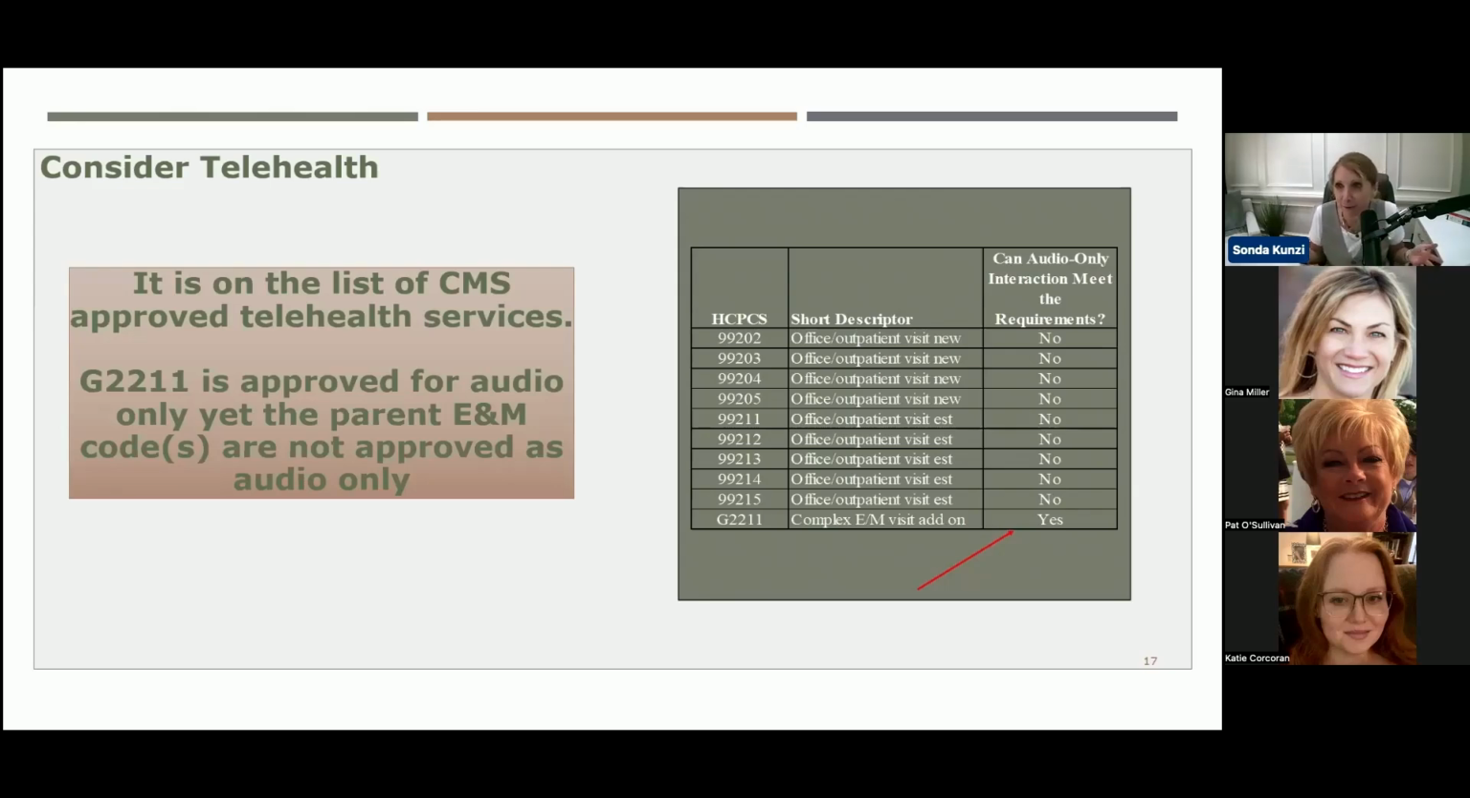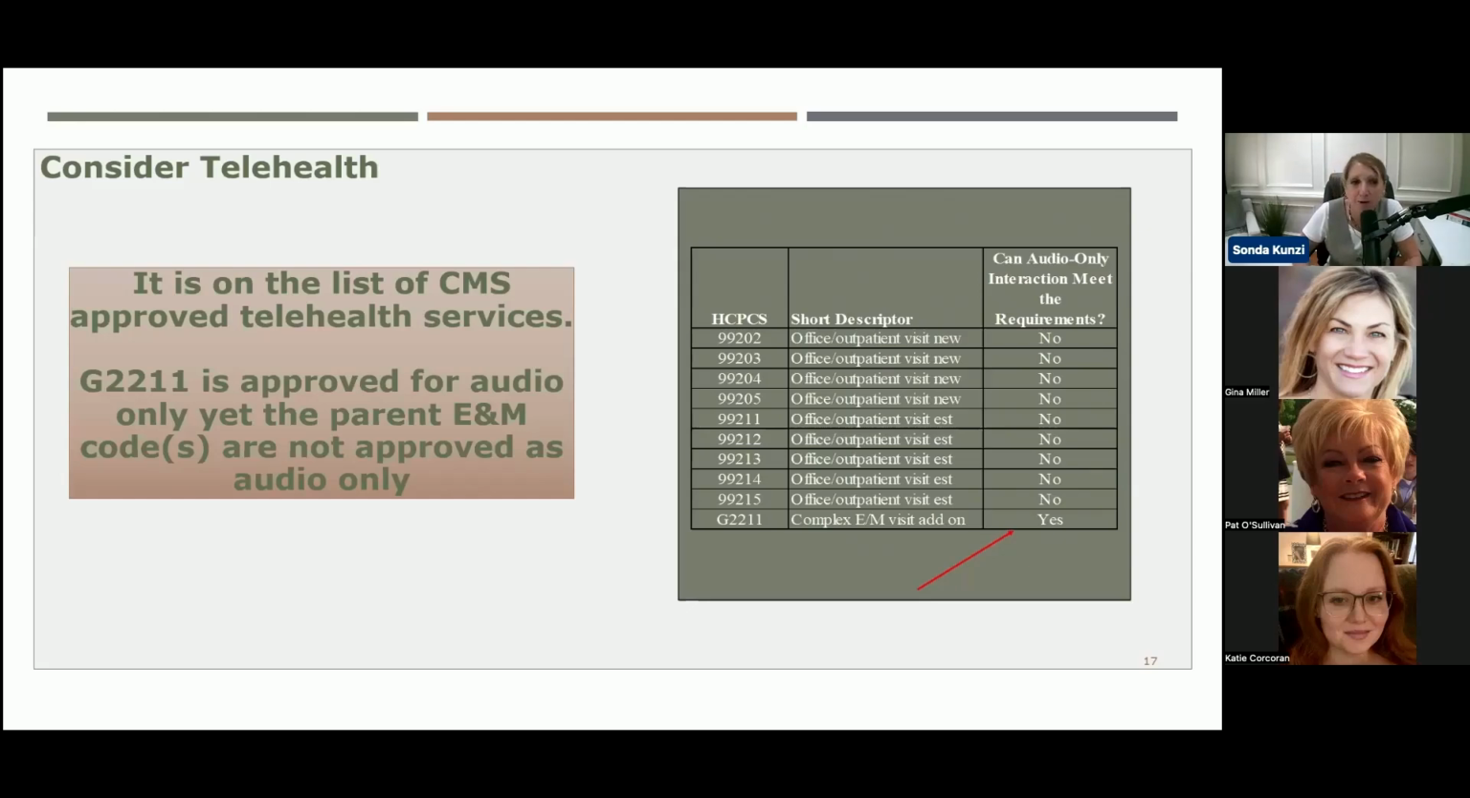I can't even think of the numbers right now. It's escaping me. But the 441, 442, 453, I think it is. But we can't put G2211 with those telephone only. So I don't know why you can't bill 2211 by itself. So there's no way that we can use audio level and bill a 2211. So I think this was just a mistake, and likely they'll correct it.